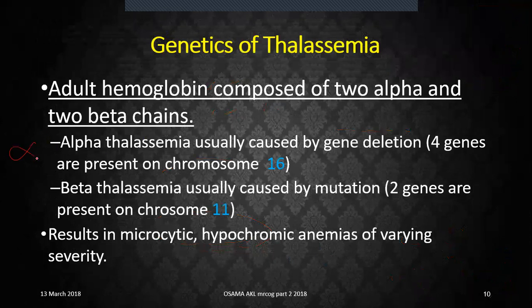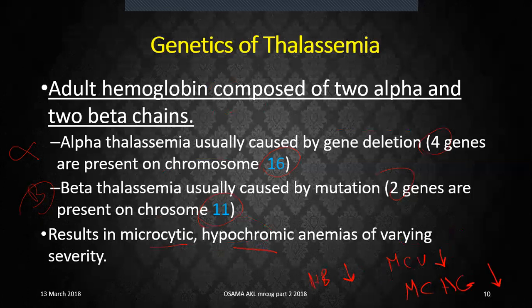Again, alpha chain, we have 4 genes on chromosome 16. Beta chain, we have 2 genes on chromosome number 11. Which type of anemia is it? It's microcytic hypochromic. So hemoglobin level will be decreased. Mean corpuscular volume decreased. Mean corpuscular hemoglobin concentration also decreased. It's microcytic hypochromic anemia.